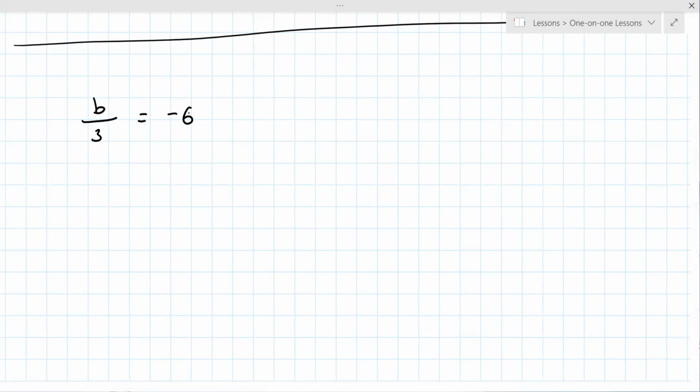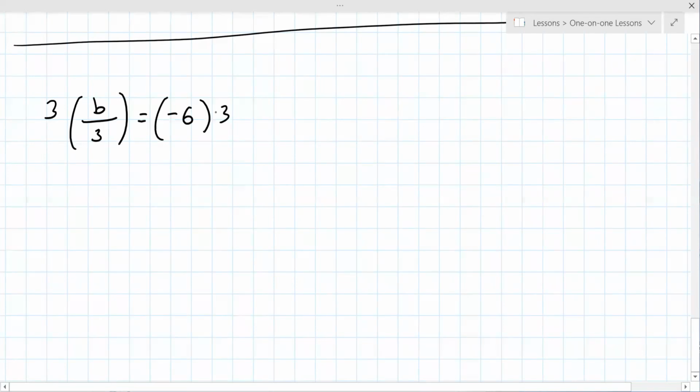Since b is being divided by 3, I have to use multiplication. That's right. You have to undo this by multiplying by 3, and you're going to multiply both sides by 3. So on the left side, you could write 3b divided by 3 equals... what is the right side equal?